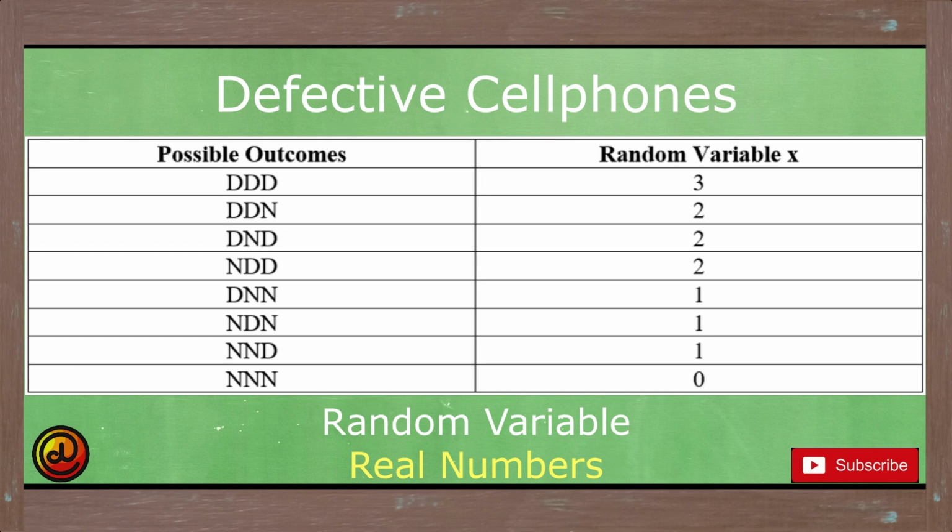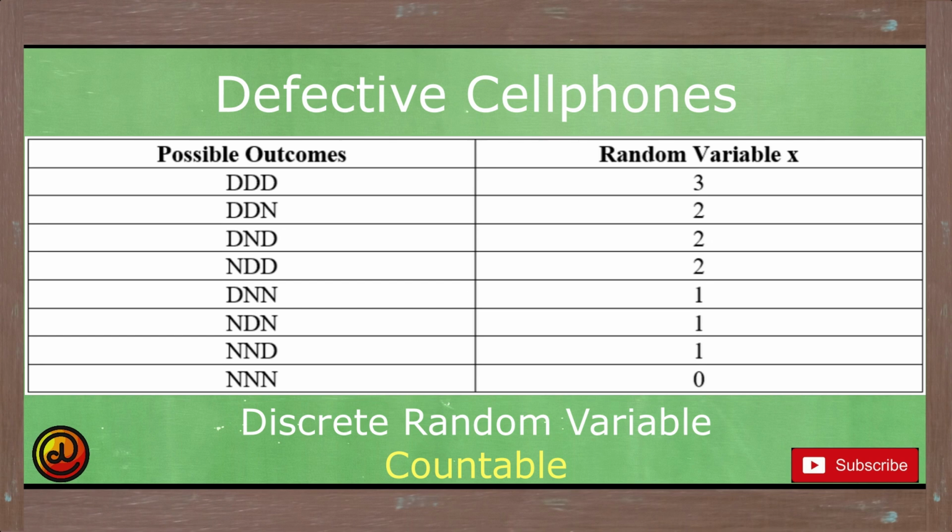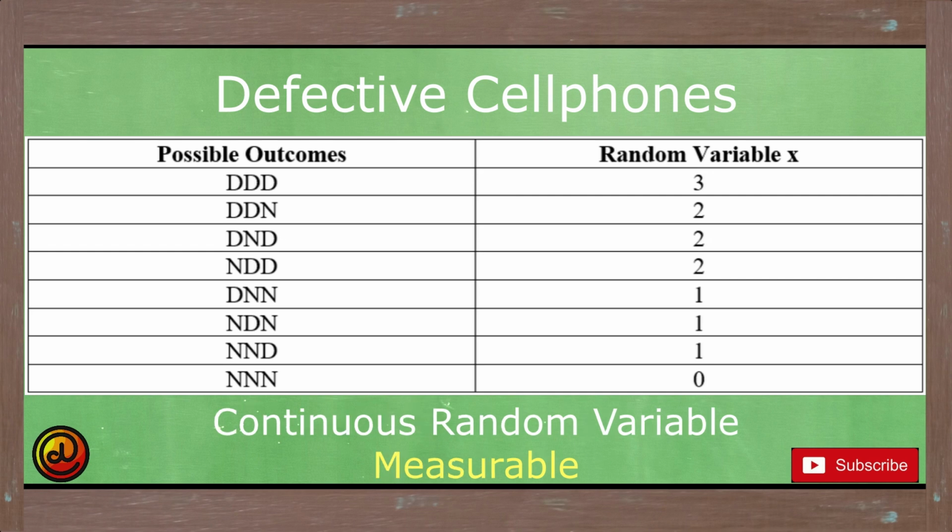These random variables are also called discrete random variable if the set of possible outcomes is countable. Since our experiment is defective cell phones, this is an example of discrete random variable because it is countable. In addition to that, we also have the continuous random variable, which is the opposite of discrete random variable if the values are on a continuous scale such as heights, weights, and temperatures, or anything that can be measured.